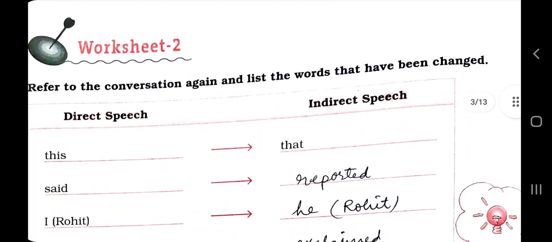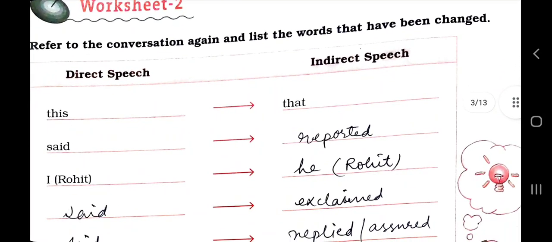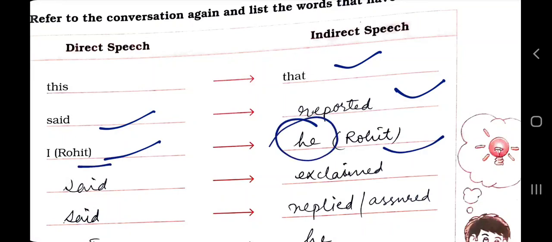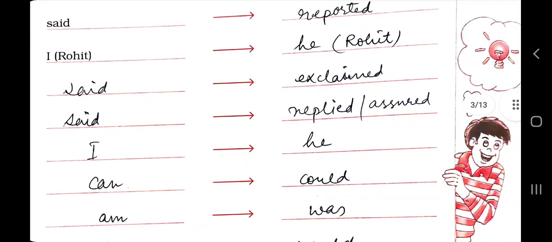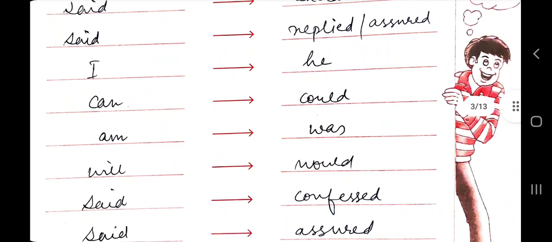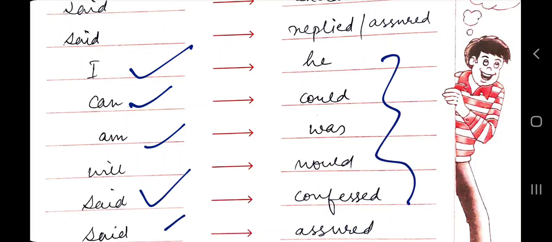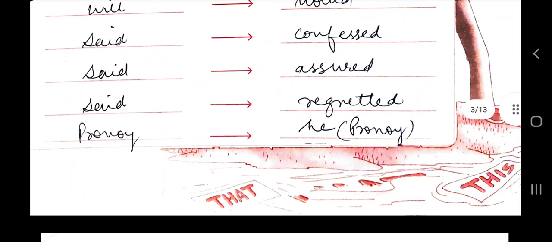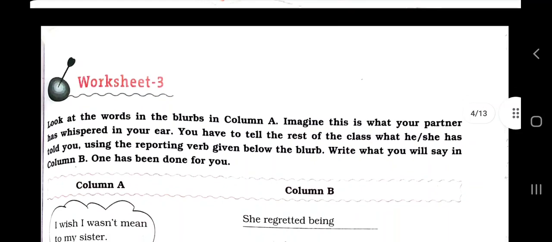Now refer to the conversation again and list the words that have been changed. Now see here, this has been changed to that, said has changed to reported, I has changed to Rohit, he. He said has changed to exclaimed, said again has changed to replied or assured, and I see the changes. While all these are used in direct speech, these are used in indirect or reported speech. See how the verbs, nouns and pronouns are changing.